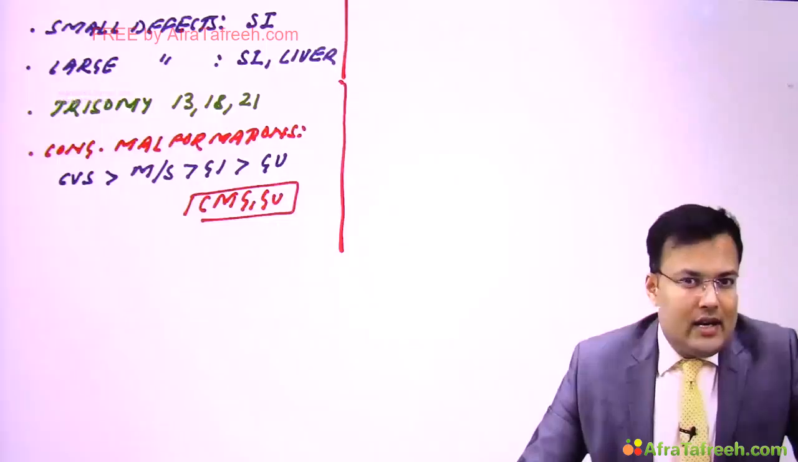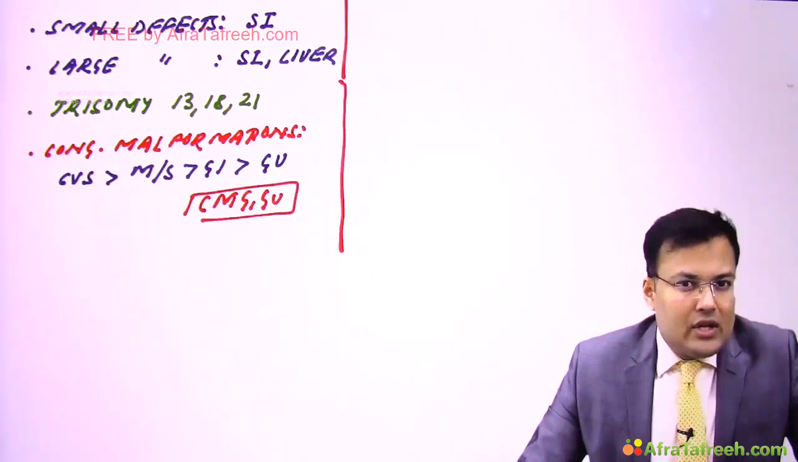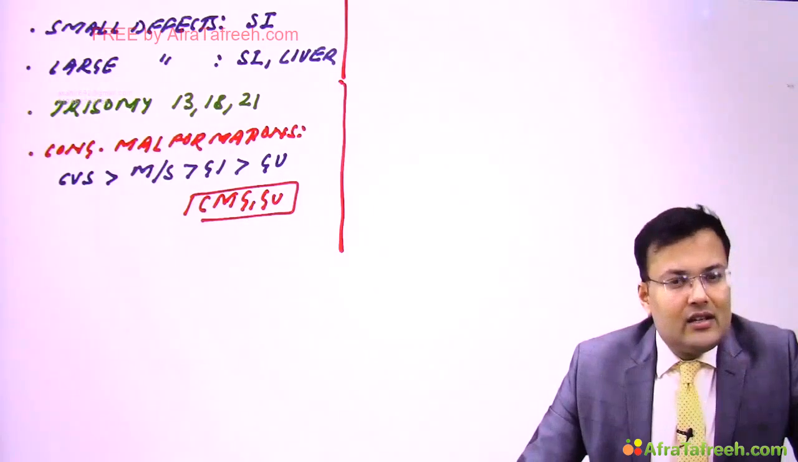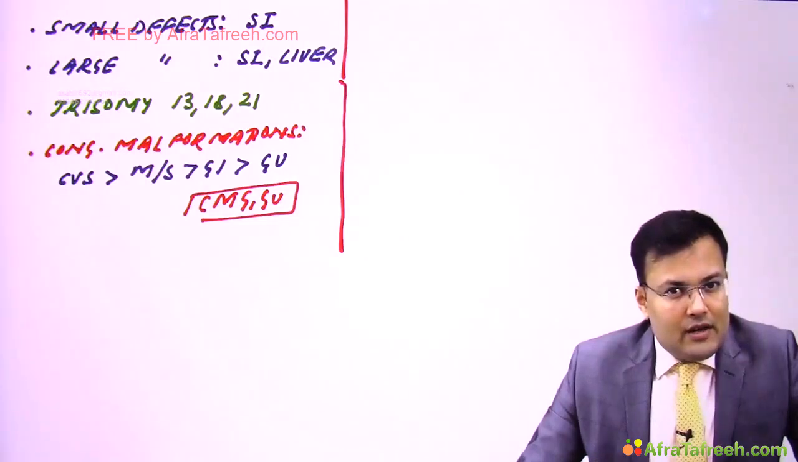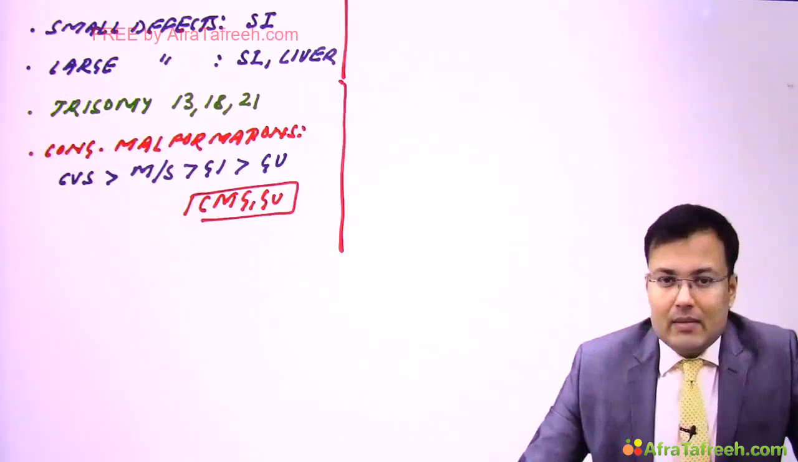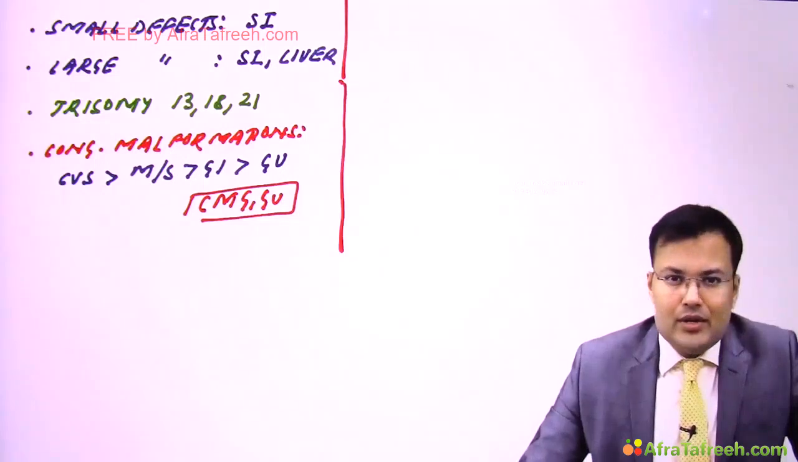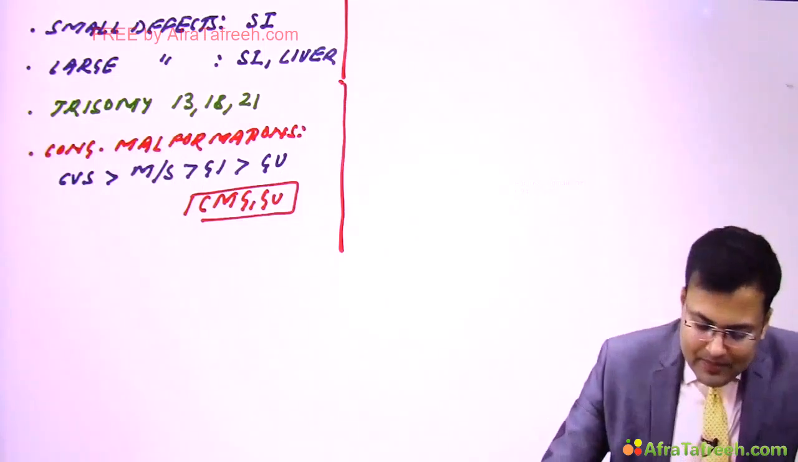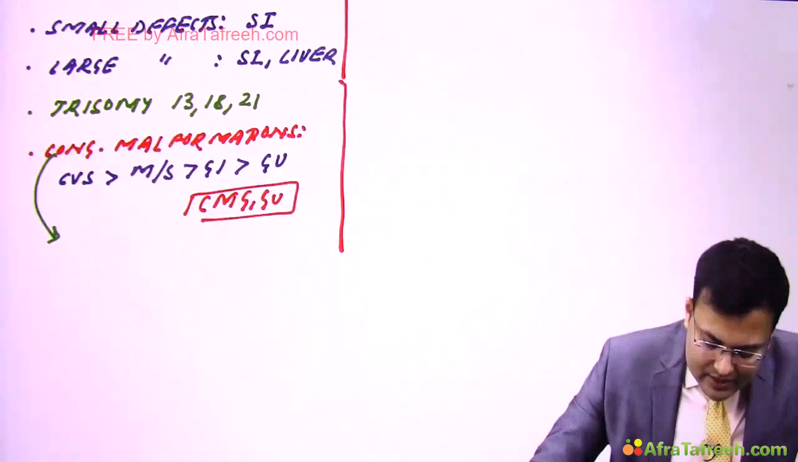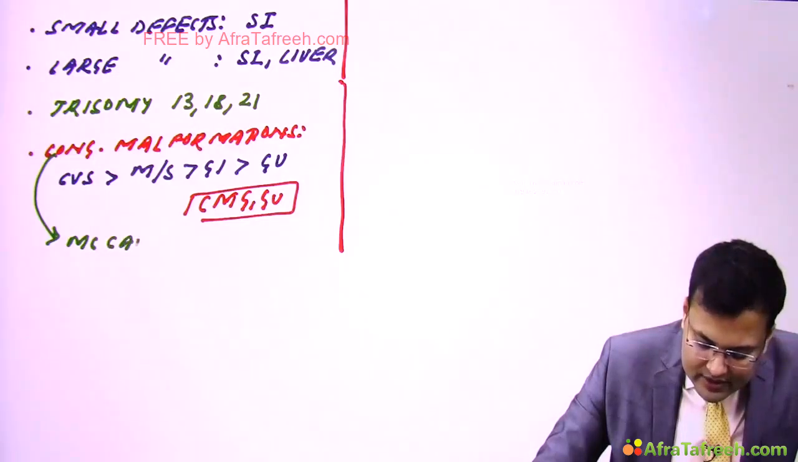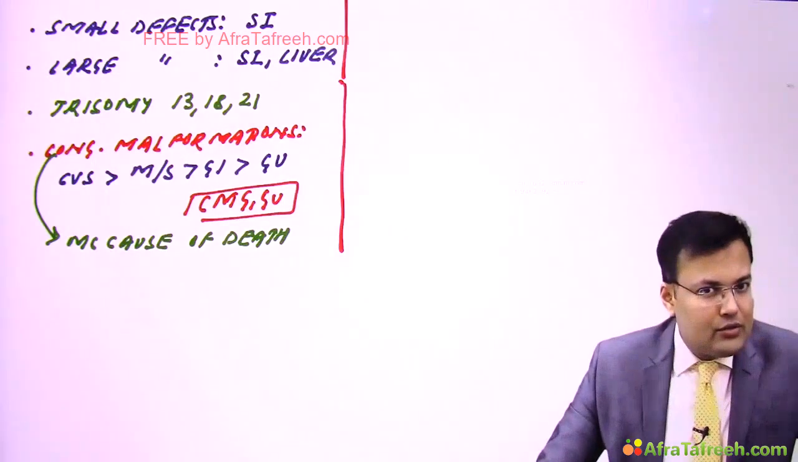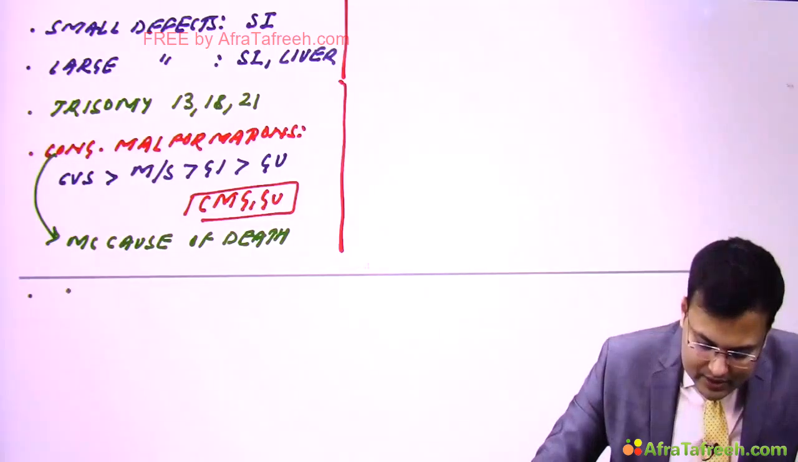Now see the question related to congenital malformations: what is the most common cause of death in patients of omphalocele? It is the congenital malformations. So because of association with congenital malformations, the prognosis is poor in omphalocele as compared to gastroschisis. Because of the association of these congenital malformations, these patients have poor prognosis.